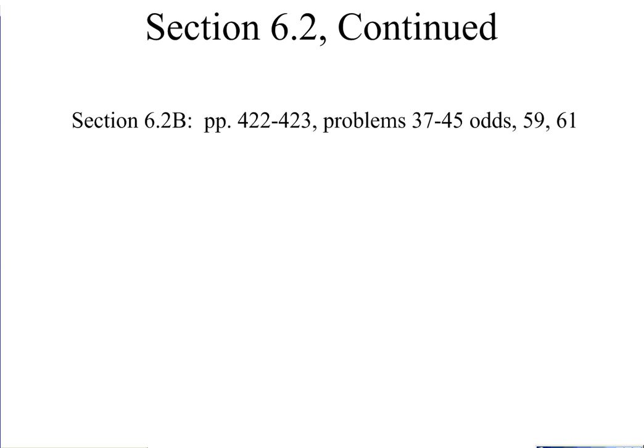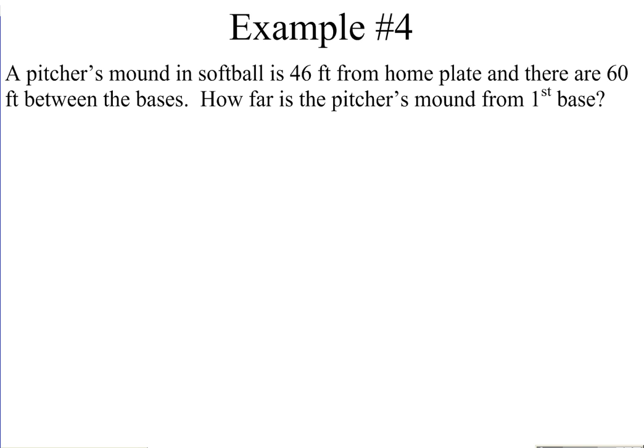Section 6.2b. Word problems that we're going to look at in this section are going to be just like the ones that we had using law of sines, only we're not going to be able to use law of sines because we're not going to know an angle and a side opposite in the triangle we're looking at.